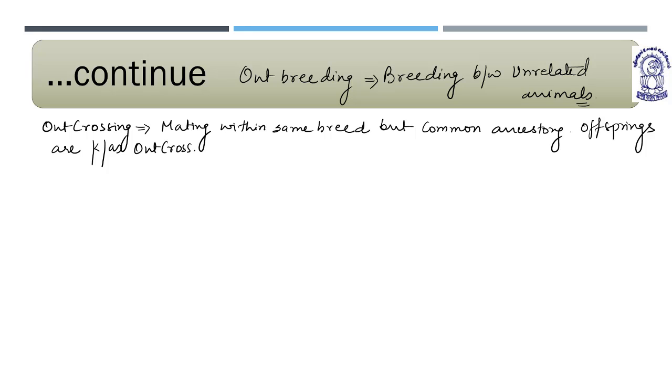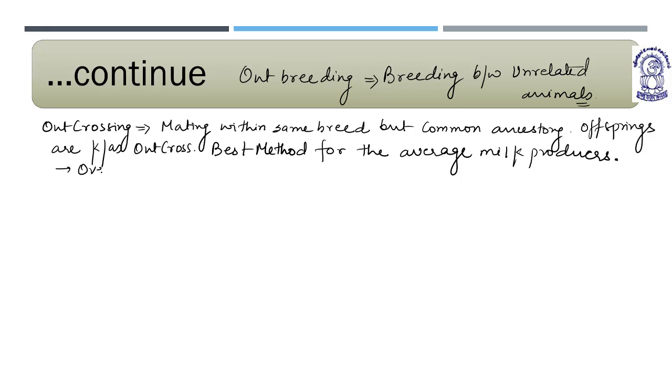Outcrossing is the best breeding method for animals that are below average in productivity in milk production. Best method for the average milk producers. It helps to overcome inbreeding depression.